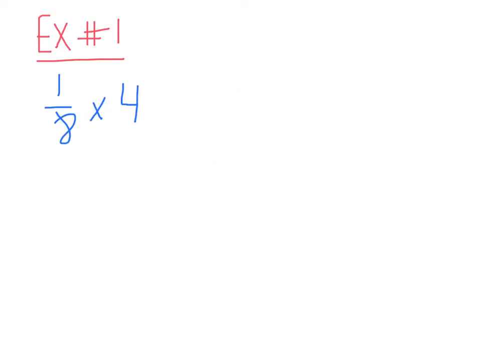Okay, example number 1. When we have a fraction and a whole number, what we do is we keep the fraction the same. So I have 1/8 times, and then what we do with the whole number is we just put it over 1. So my whole number becomes my numerator. So 4 is my numerator, and my denominator is always 1.